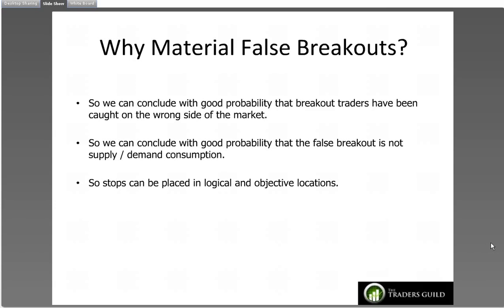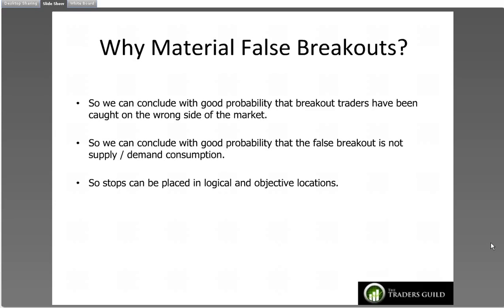And this is more important for swing false breakouts, where you're more likely to have price approaching the area with stronger momentum and potentially in an impulsive manner. Okay, and then lastly, stops can be placed in logical and objective locations. So we can use the bar highs because we've had a material false breakout. We can use the bar high as a place to put our stop loss beyond, because obviously if price breaches that bar high, then the false breakout has failed.